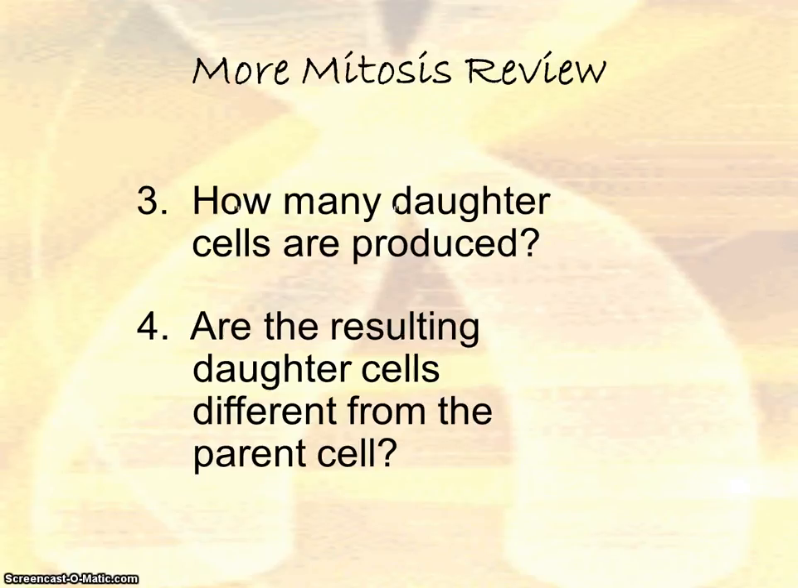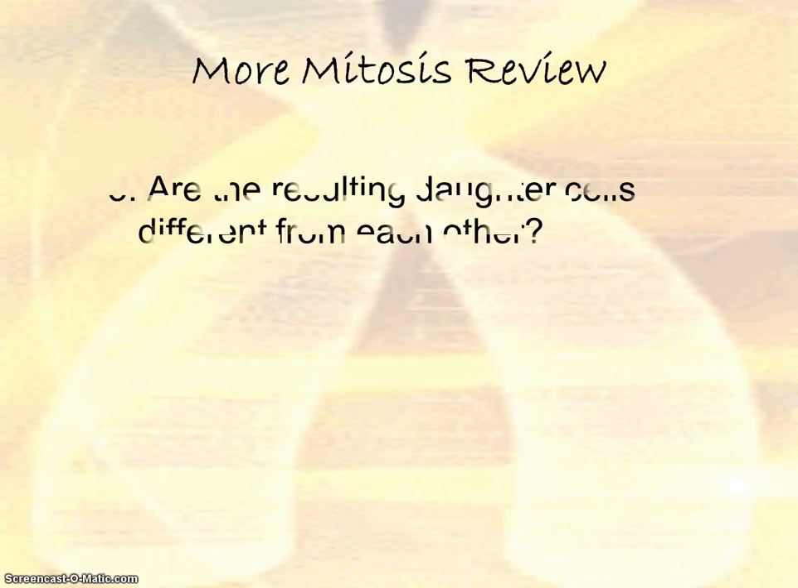All right. How many daughter cells are produced? Well, that's easy because you're splitting one and making two. Are the resulting daughter cells different from the parent cell? No. Think about it again. If your skin cells die and you're making new skin cells, then you're wanting to make an exact copy. So you're wanting to replace the old skin cells with the new skin cells. So they should be exactly the same as the original cell. Are the resulting daughter cells different from each other? Once again, no, because if you're replacing old with new, you want it to be the exact same.